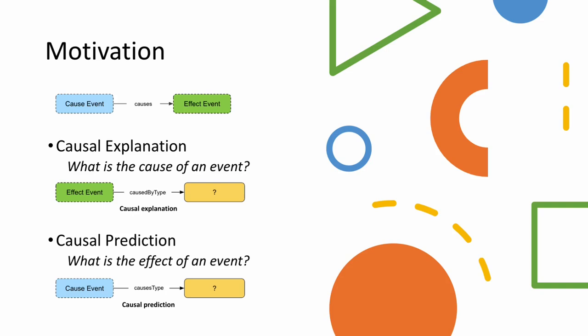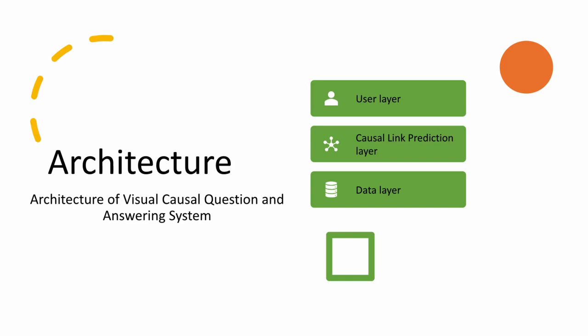In a visual system which has events of form, an event causes another event, where the first event is the cause and the second event is the effect. We are interested in two types of questions: causal explanation and causal prediction, where causal explanation explains what led to the occurrence of a given event, and causal prediction predicts the possible occurrence of future events using our causal link prediction framework. The architecture of our visual causal Q&A system consists of three layers: data layer, causal link prediction layer, and user layer.